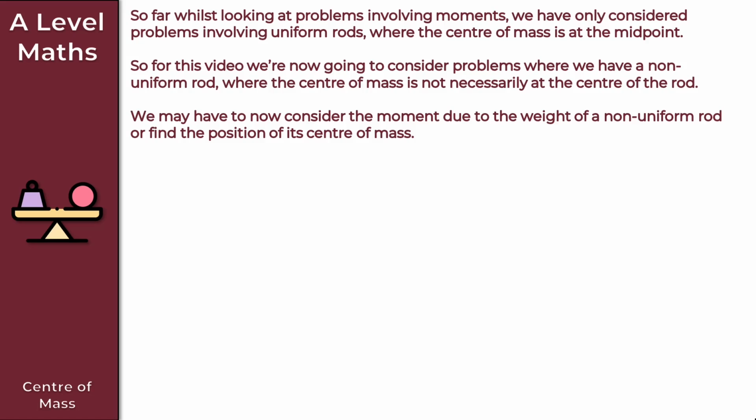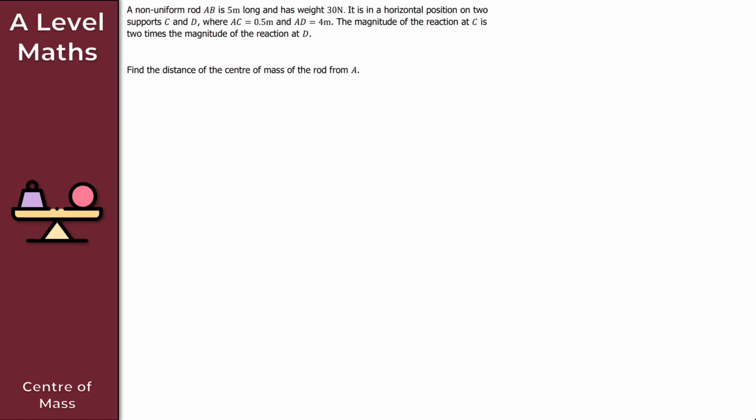Let's just take a look then at one practice question here. So let's have a go at this one practice question for the centre of mass. For this question, we have a non-uniform rod AB, which is 5 meters long and has a weight of 30 newtons. We're told that it's in a horizontal position on two supports labelled C and D, where AC is equal to 0.5 meters and AD is equal to 4 meters.